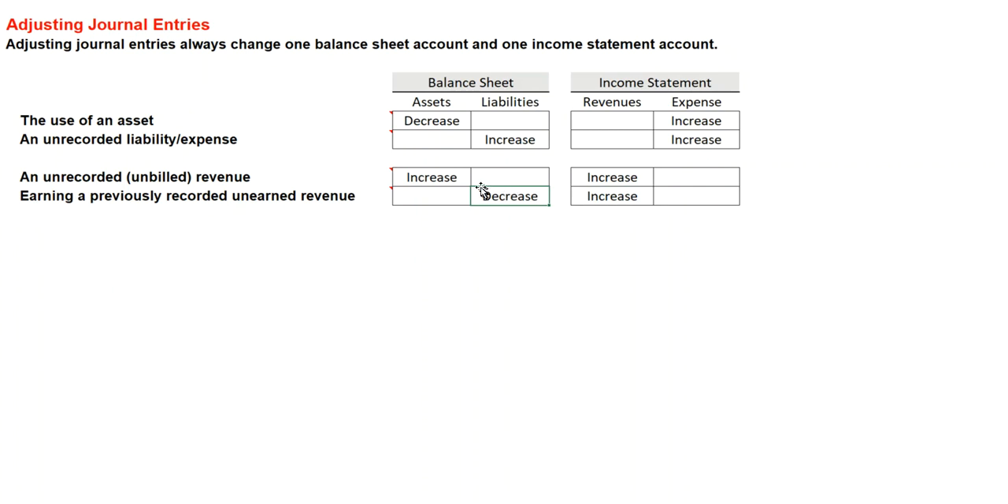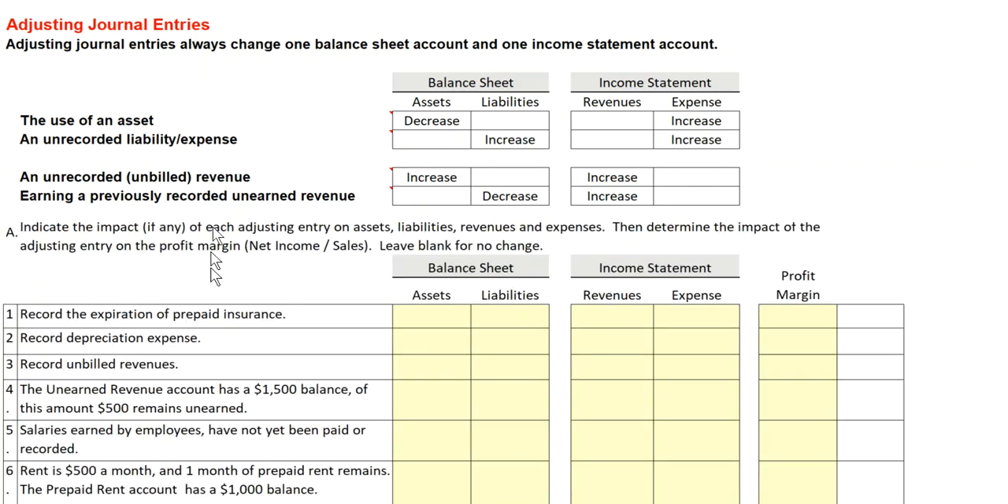Let's go ahead and take a look at a few quick short examples. The first one we'll consider is the expiration of prepaid insurance. So again, we've paid our insurance up front. We had a decrease in cash and we recorded an asset, prepaid insurance. Over time, that insurance expires and we will have a decrease in assets and we'll need to record an adjustment for insurance expense. And of course, when expenses go up, our profit margin would decrease.